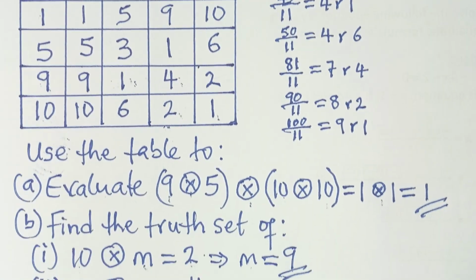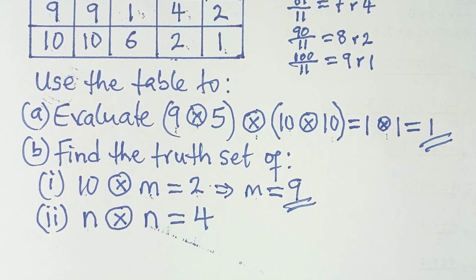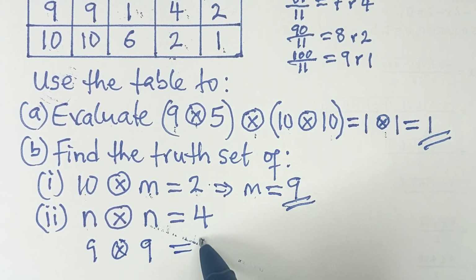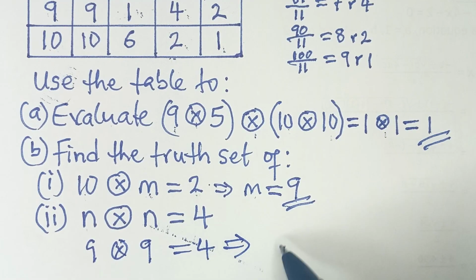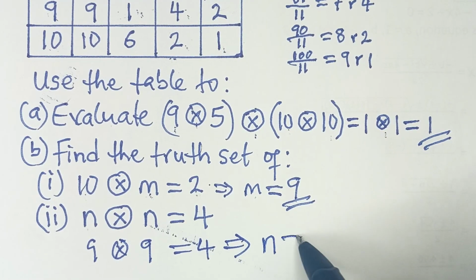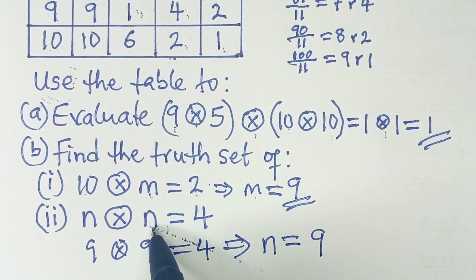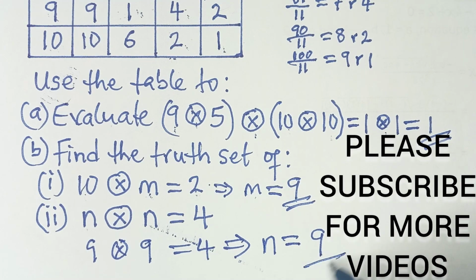So from there, we can come back to the question and say it is 9 multiplied by itself, 9 times 9, that gave us 4. So in conclusion, we can say that n is equal to 9, because it's 9 multiplied by 9 that gave us 4. So n is equal to 9 as the final answer.